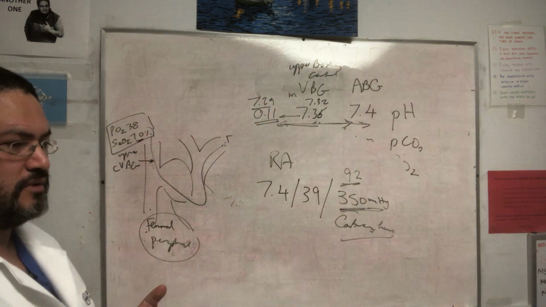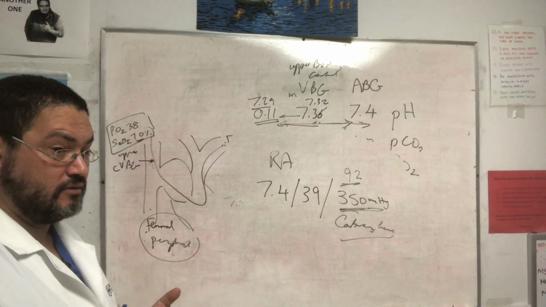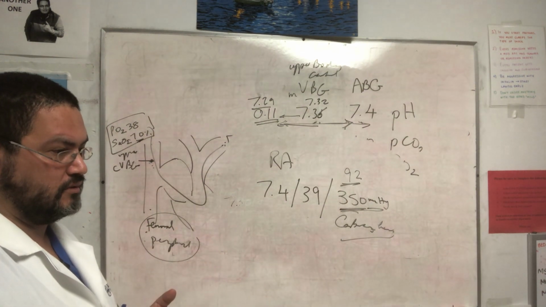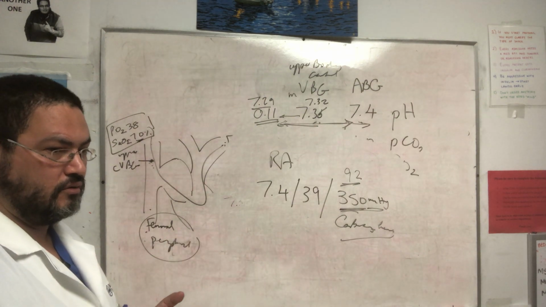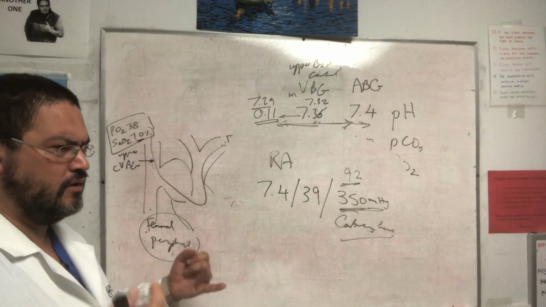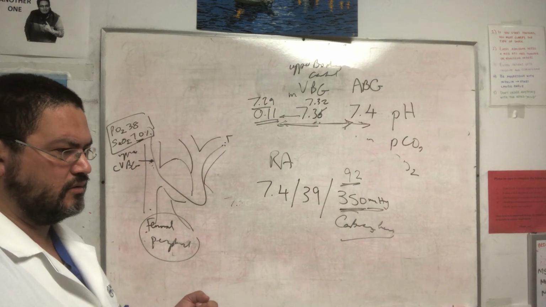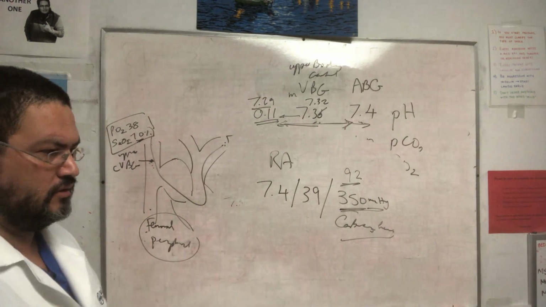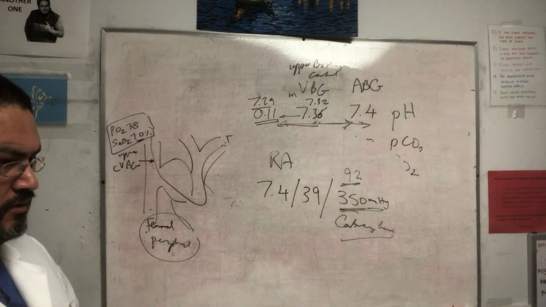So that's one possibility. The other possibility, which happens a lot in the ICU, is somebody who doesn't have a good pulse oximeter reading, like when there's cold, rapid AFib, severe anemia, or somebody who's on pressors or something. The pulse oximeter is not going to be picking up. Your only way to know the oxygenation is going to be the ABG, right?